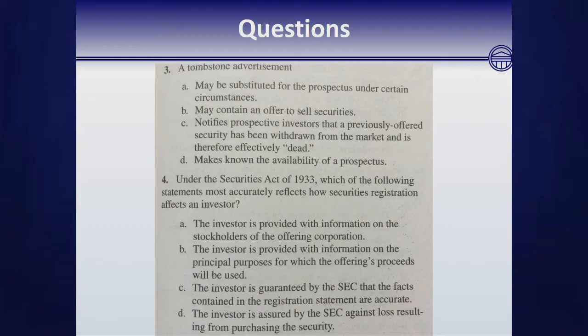All right, so now we're down to A and B. And so A is the investor is provided with information on the stockholders of the offering corporation, and that's not true. And so B is your correct answer in this case. The investor is provided with information on the principal purposes for which the offering's proceeds will be used. And so B would be your correct answer here. So let's move on and look at the next question.